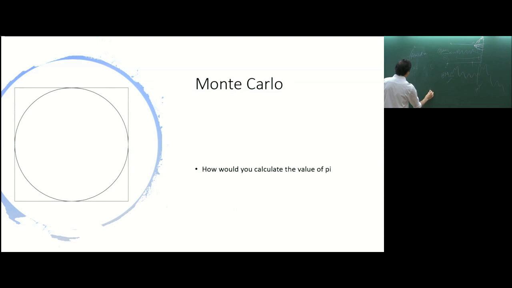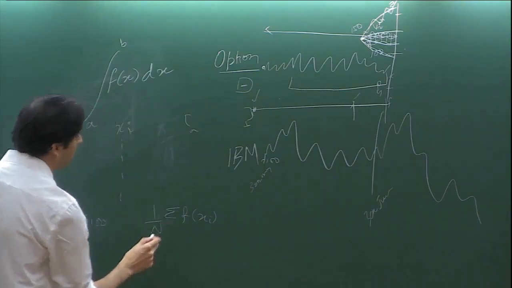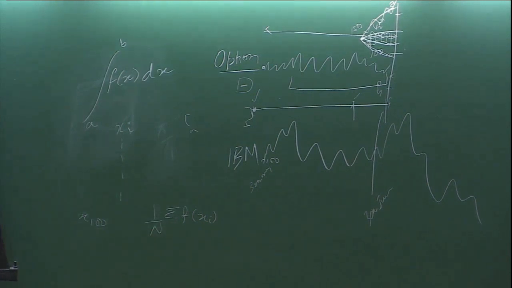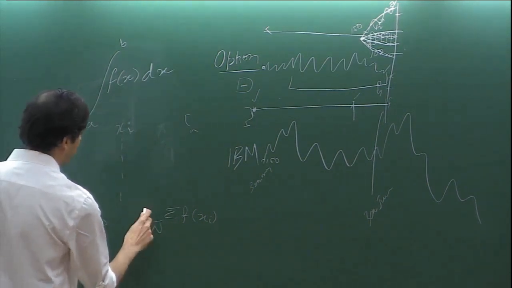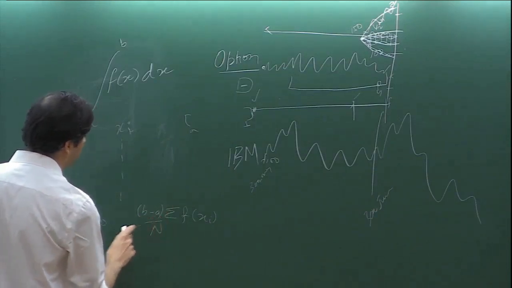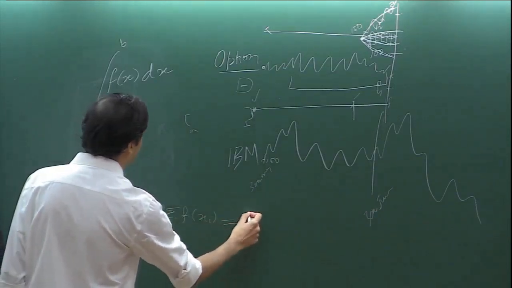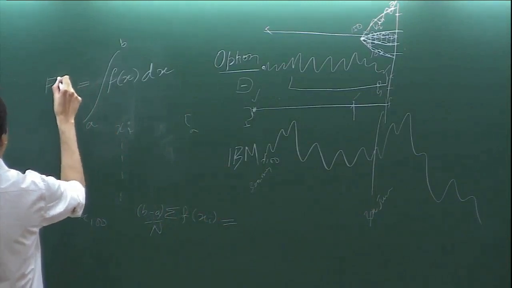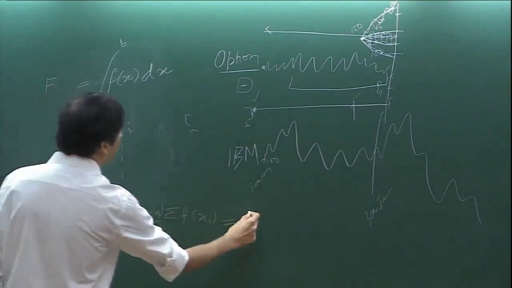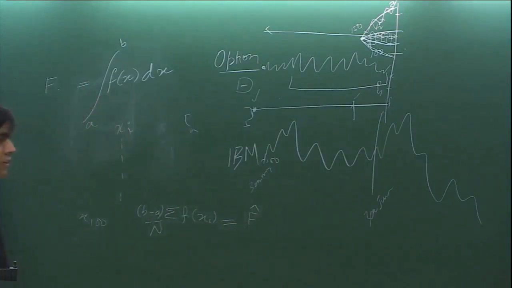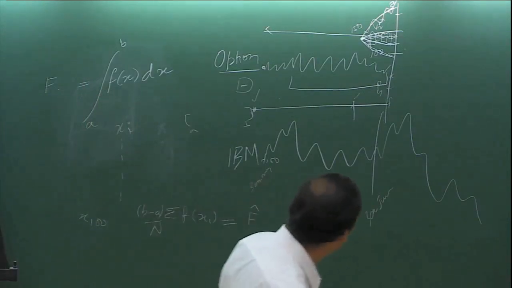So you calculate f at xi, and you take the summation of that. And what you take is the average value of f(xi), and then you multiply it with b minus a. This would approximately be equal to the integral, an approximation which will converge as n increases, as your sample size increases.